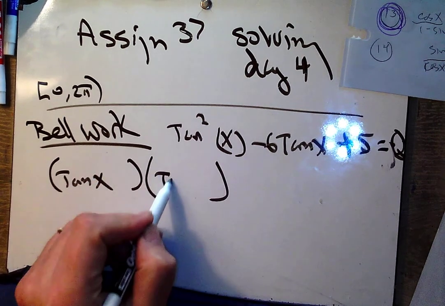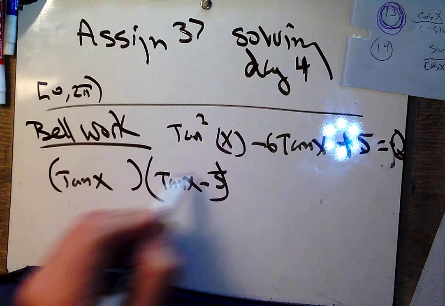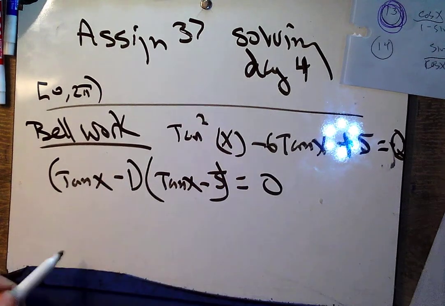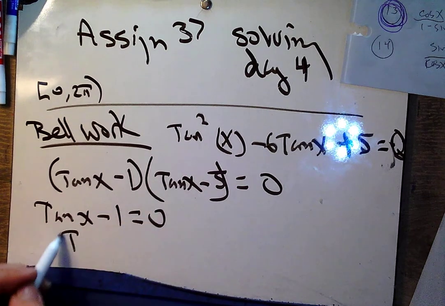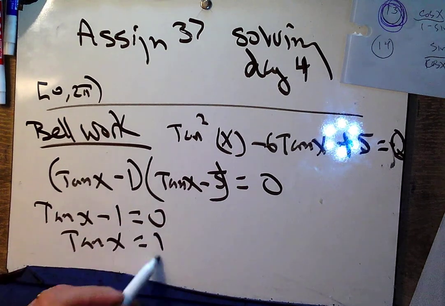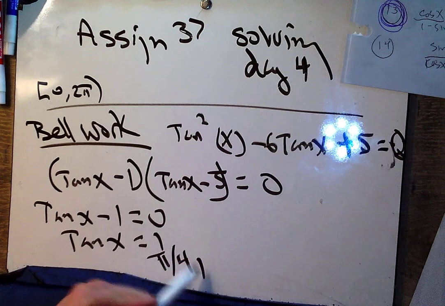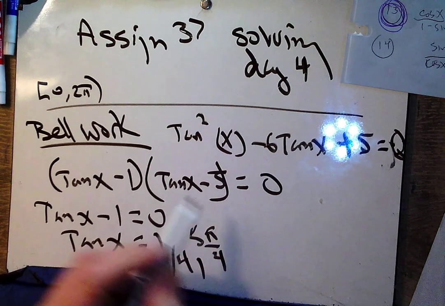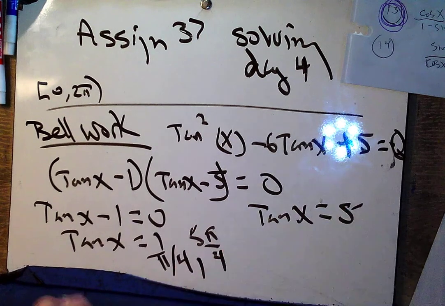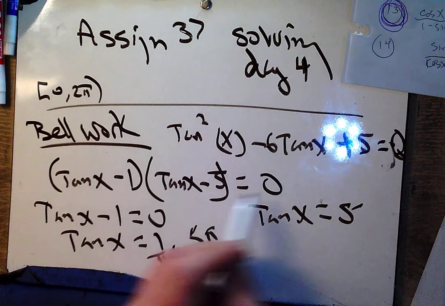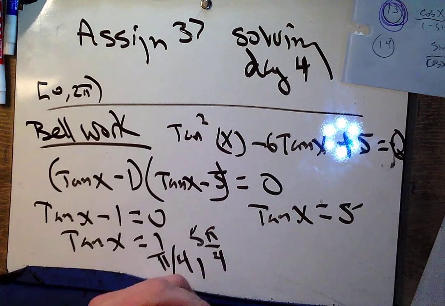Tangent x minus 5, tangent x minus 1 equals 0. Sure, tangent x minus 1 equals 0 when tangent equals 1. That's pi over 4 and 5 pi over 4. And then this one, tangent x equals 5. And what did I say in that last video happens with this? That's right, most students cross that out and say tangent can't equal 5.